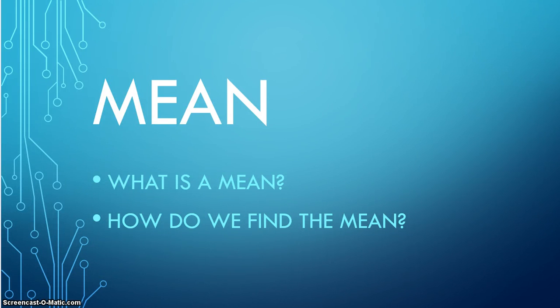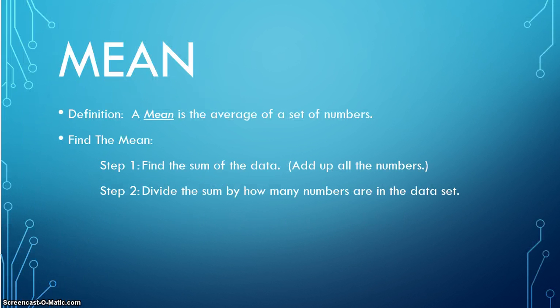Hello. Today we're going to go over what a mean is and how we find the mean. We define the mean as the average of a set of numbers or data. And we're going to find the mean by applying two steps.